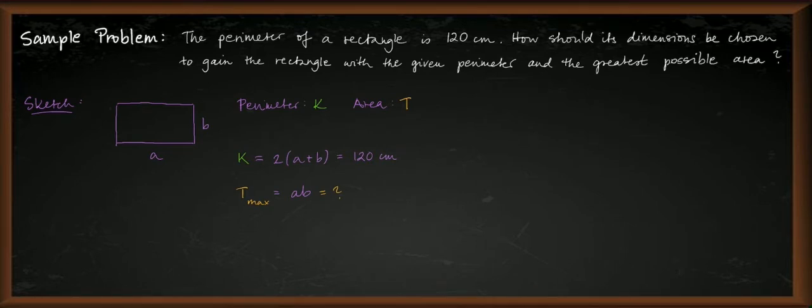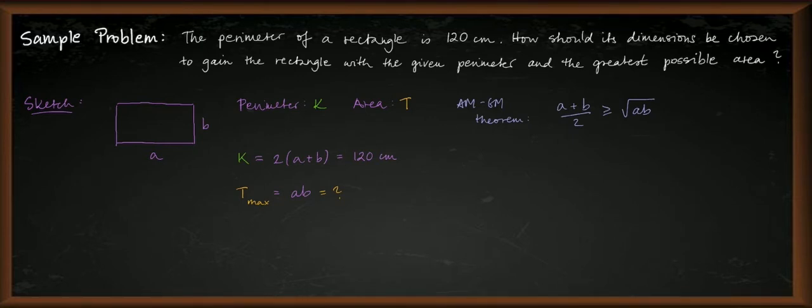And here comes the AM-GM theorem in the picture. The inequality (A plus B) over 2 is greater than or equal to the square root of A times B. That is, the arithmetic mean is greater than or equal to the geometric mean of the same two numbers. Now we also have to say here that A and B are both positive values because this is a geometric problem and A and B are side lengths.